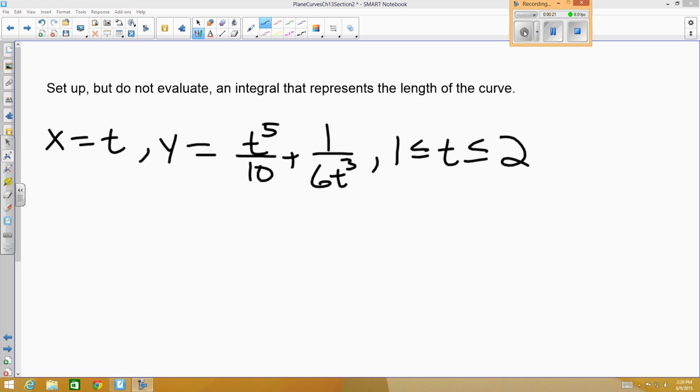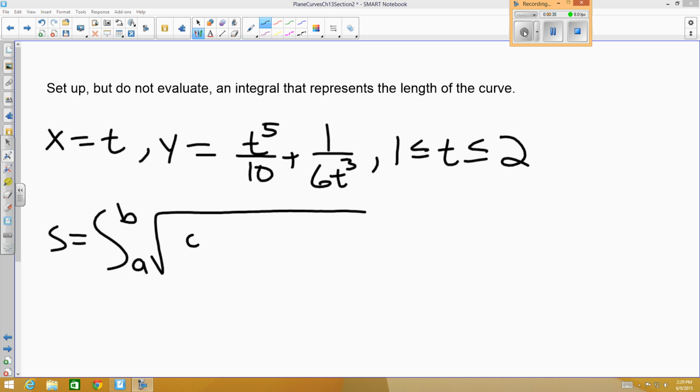To find the length of the curve represented by these parametric equations, we of course use the arc length formula for the parameterized curve. So the integral from a to b, the square root of dx dt squared plus dy dt squared, dt.